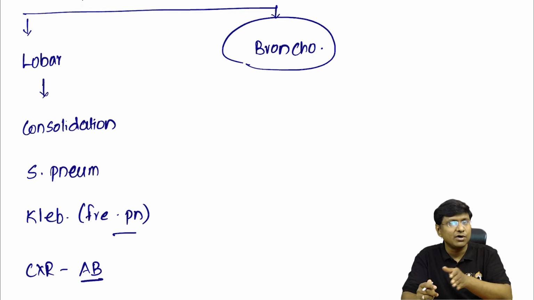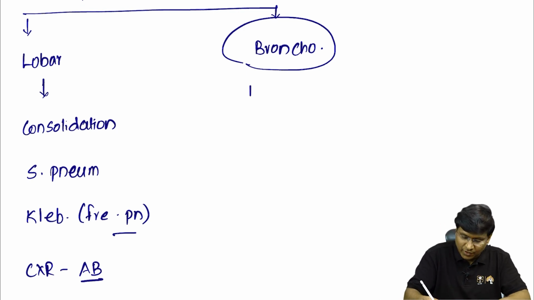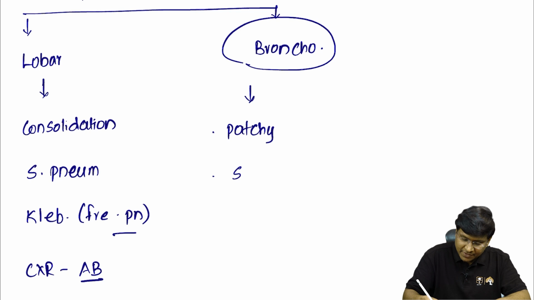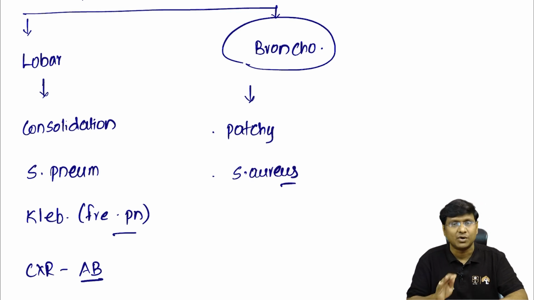In bronchopneumonia, it is the bronchus which is affected, and you have patchy consolidation. It is not the lobe of the lung which is affected, and it is a patchy consolidation that you will observe in bronchopneumonia. The organism that causes bronchopneumonia is Staphylococcus aureus.